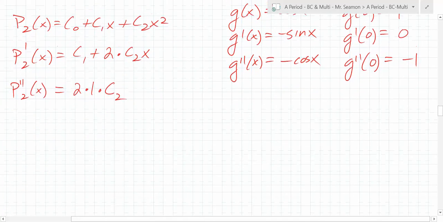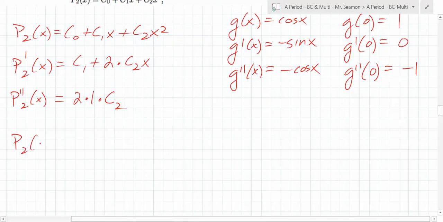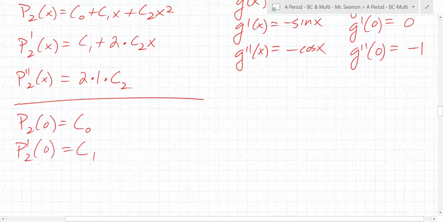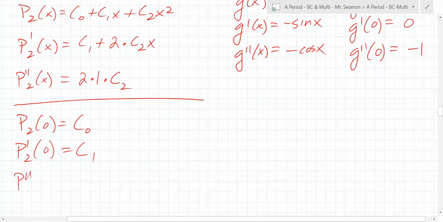Yeah. Okay. So what's P2 of 0? When you plug in 0, what's the only thing that's left? C naught. What's P prime 2 at 0? C1. Correct. And what's P double prime 2 at 0 going to be? 2 C2. You still with me?